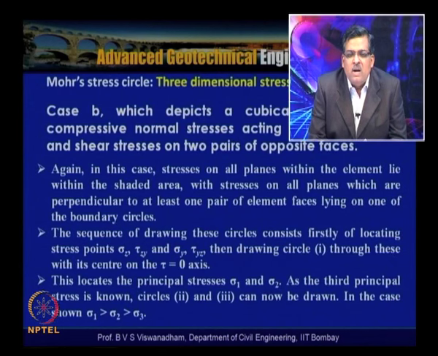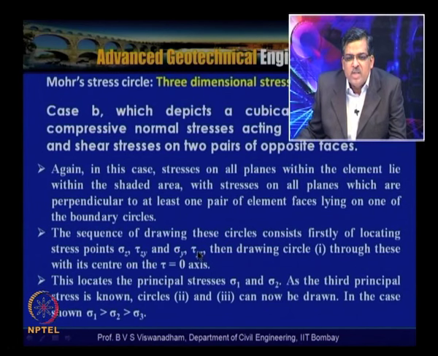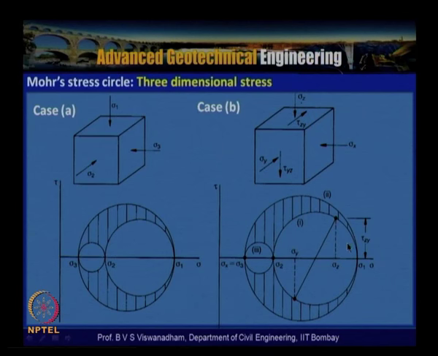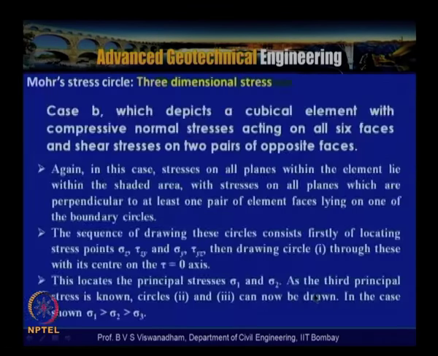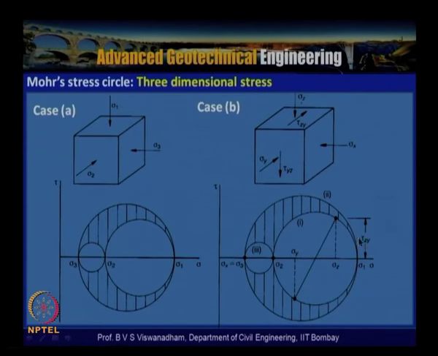tau zy and sigma y and tau yz, then drawing the circle. That means first we have to locate these sigma z and tau zy and sigma y and tau yz, and draw circle 1, locating these 2 points and then dropping perpendiculars. These are the sigma z, measured from here on the sigma axis, and this is sigma y. So drawing these points, then drawing the circle through these with the center on the tau 0 axis. This is the first Mohr circle which is drawn.